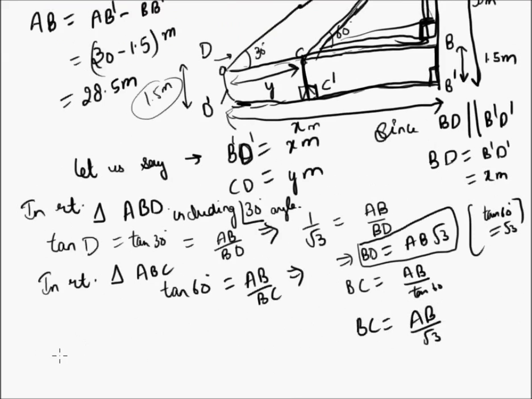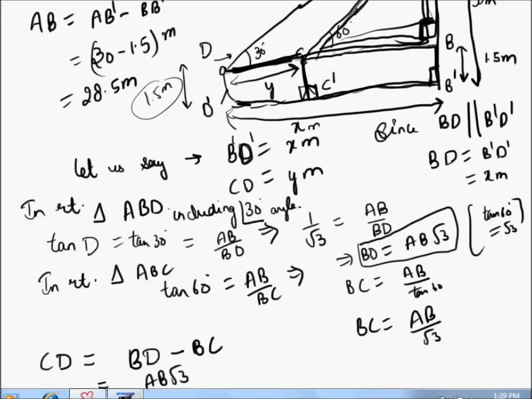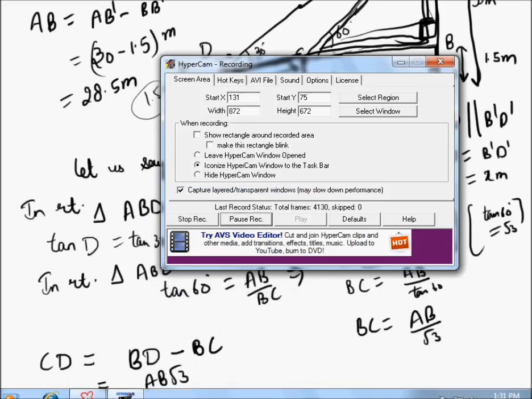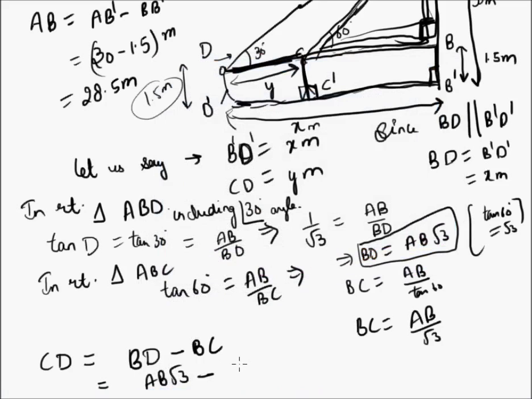Now we have to find out CD. What is CD? CD is this particular distance, so it is nothing but BD minus BC. So CD equals AB under root 3 minus AB by under root 3.